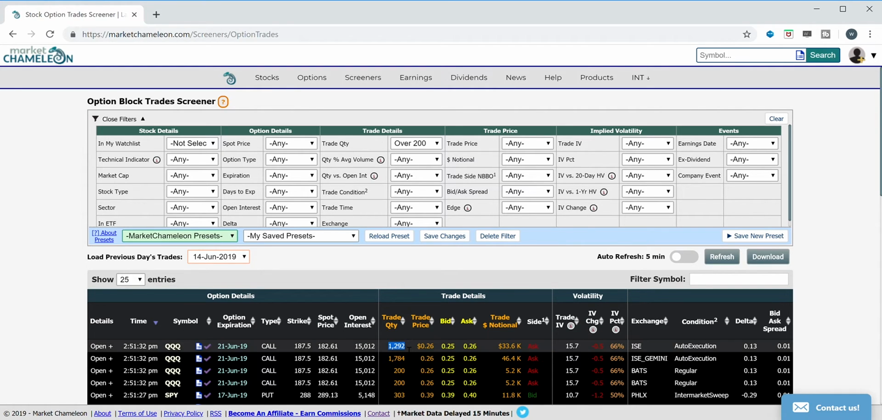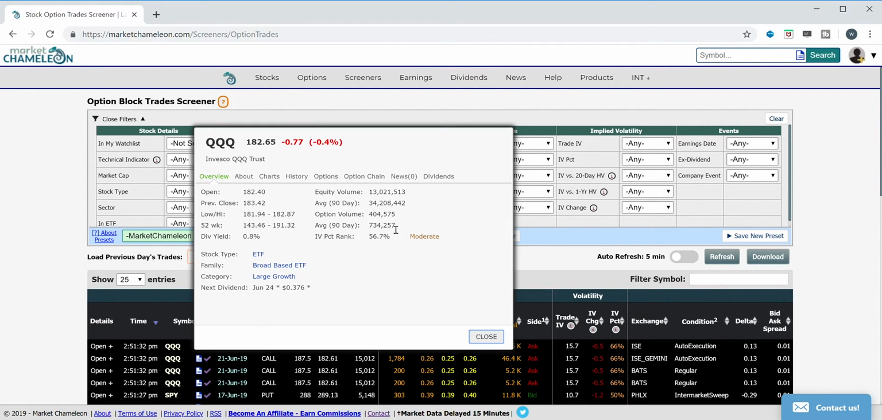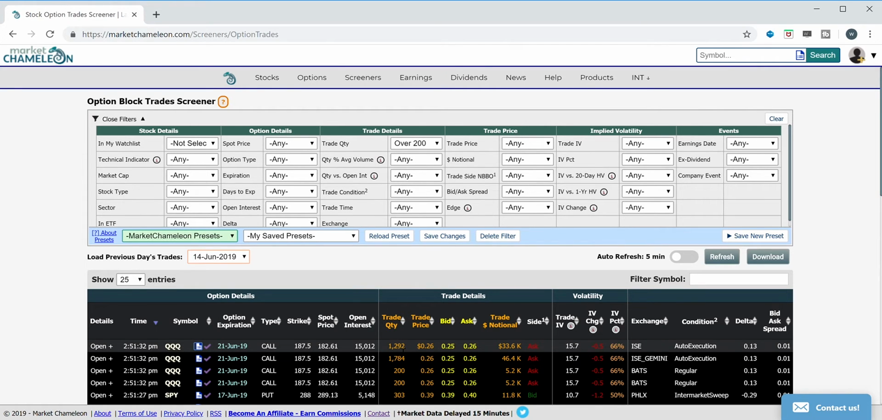So I'll take this first one as an example. In QQQ, this is a block trade of 1,292. When we open up and look at the average daily volume, on an average day it trades 734,257 contracts, which now makes this trade not as interesting. So what we want to do is filter the trade quantity relative to its average daily volume to see if there's anything unusual happening today in the marketplace.